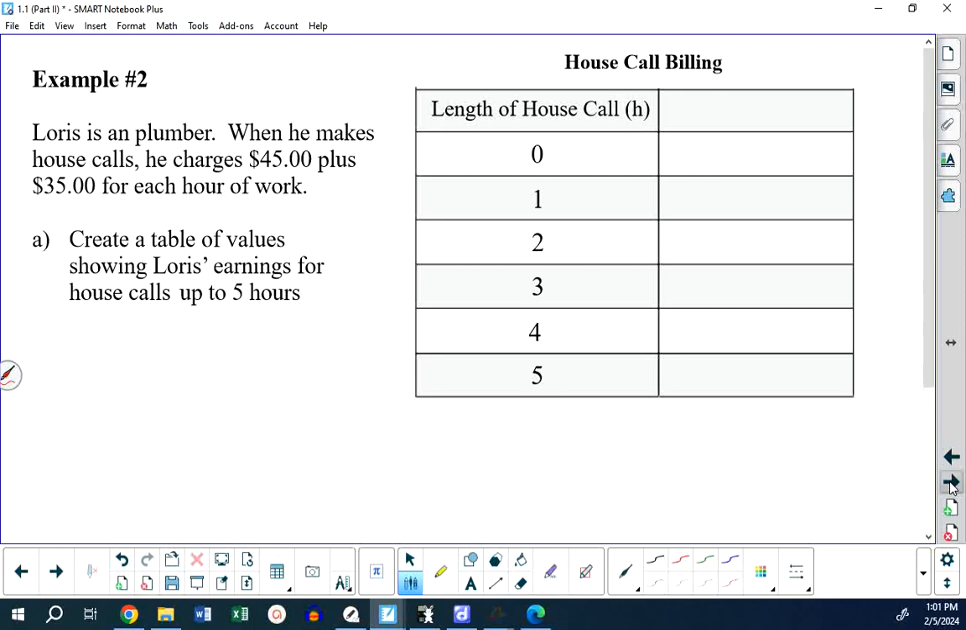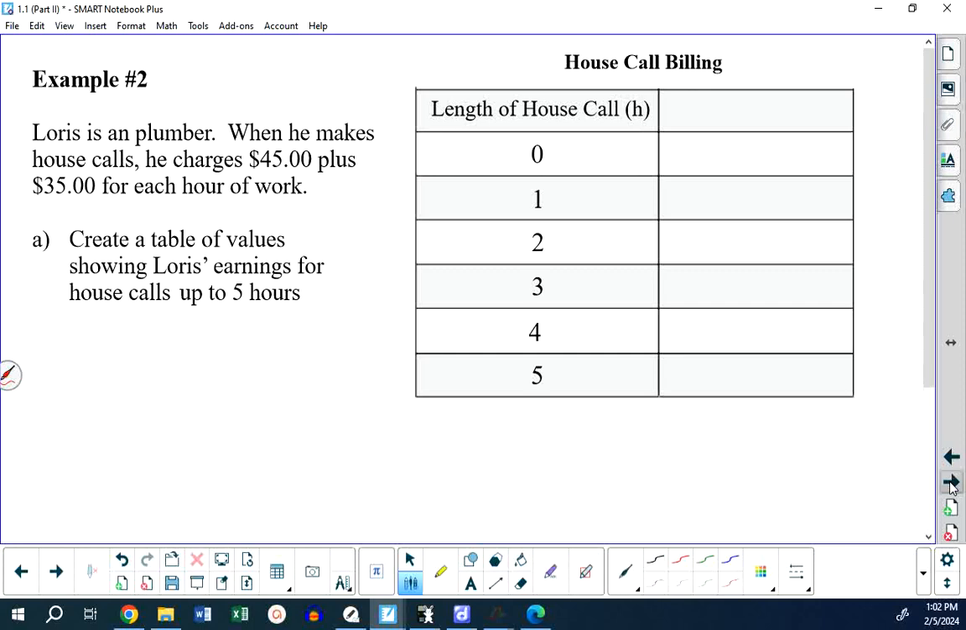Okay? So Loris is a plumber. When he makes house calls, he charges $45 plus $35 for each hour of work. Which of those numbers, 45 or 35, is the fixed amount? 45. It's going to cost you $45 for him just to walk in your door. He comes in, you say, you know what? I fixed it myself. He will say to you, okay, you'll get a bill in the mail.